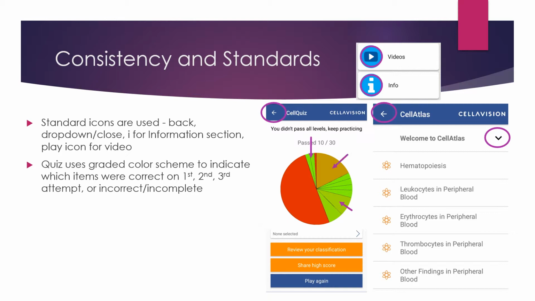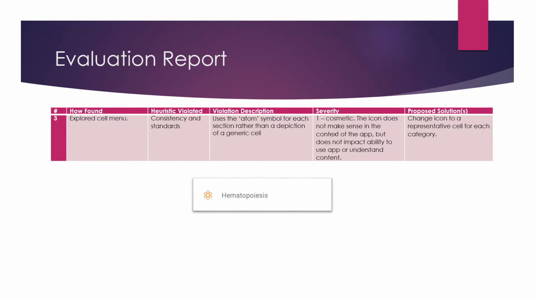And here you can see some of these different colors, and that's the unanswered ones. So within consistency and standards, as I was looking through the cell menu, I don't know why I use this weird little atom icon. So I think maybe it could use an icon that's a representative cell for each category type. So here you could use a nucleated red blood cell to indicate that these are immature cells, or you could use a white blood cell if you're looking at the leukocyte section.